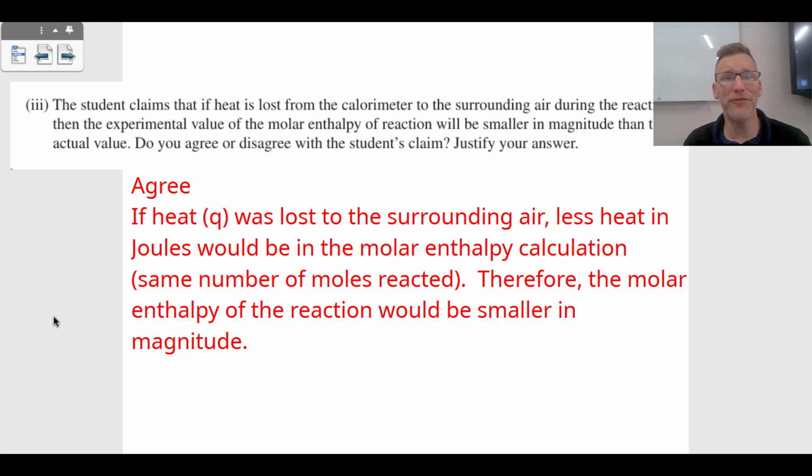Part 3, the student claims that if heat was lost from the calorimeter to the surrounding air, which means we're losing more of that Q, more of that heat, what happens to that molar enthalpy? The student thinks it's going to be smaller. I agree, it will be smaller because the heat was lost to the surroundings in the air. Less heat in joules would be in the molar enthalpy calculation. That's the numerator. The same number of moles reacted. You're still using a limiting reactant. Therefore, the molar enthalpy of the reaction would be smaller in magnitude.